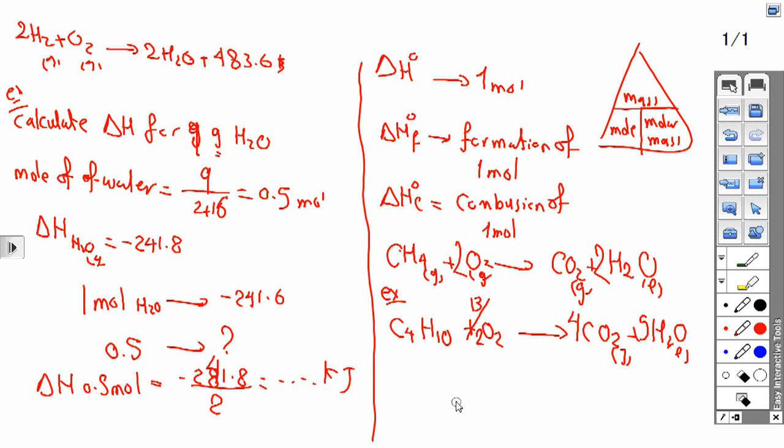This is called the combustion. This is not a thermochemical equation. This is combustion. If the question is to calculate the enthalpy of combustion, you have to make the equation first. This is how to make the equation. Okay?